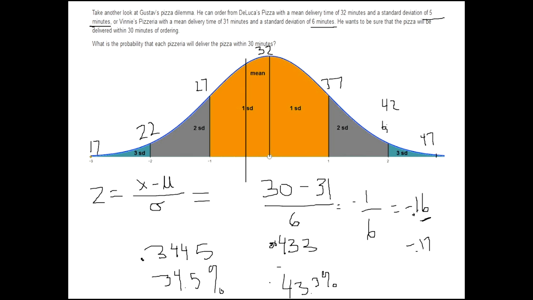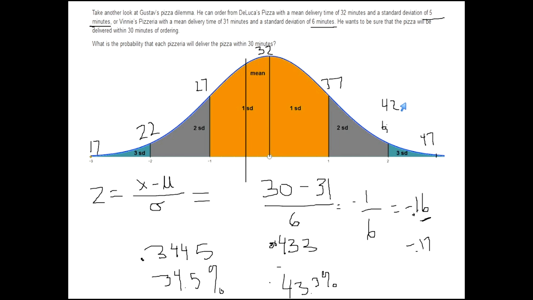Because even though it's not likely that we're going to get our pizza within 30 minutes, about 43% of the data would be 30 minutes or less from Vinny's. 34.5% of the data would be less at DeLuca's, less time than 30 minutes. We can also flip this. We could use this data. Remember, this is always to the left.